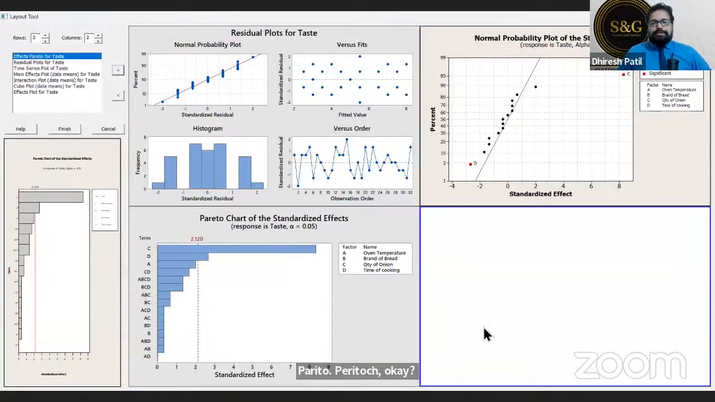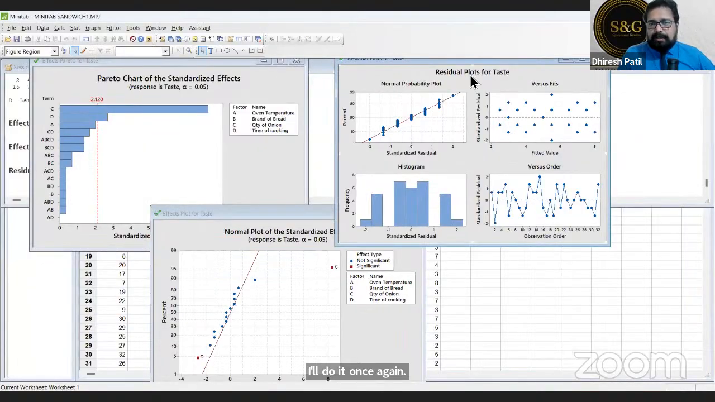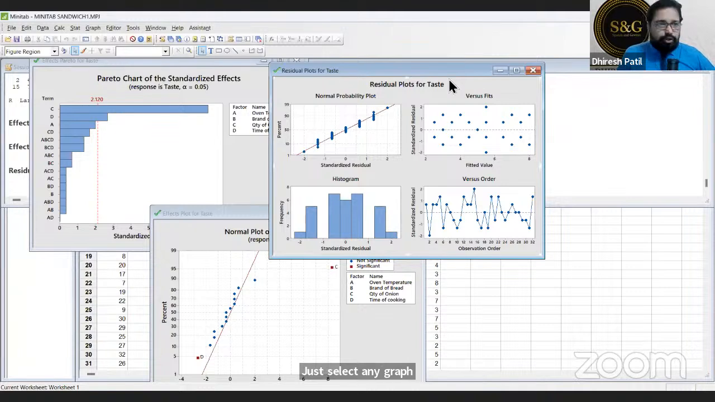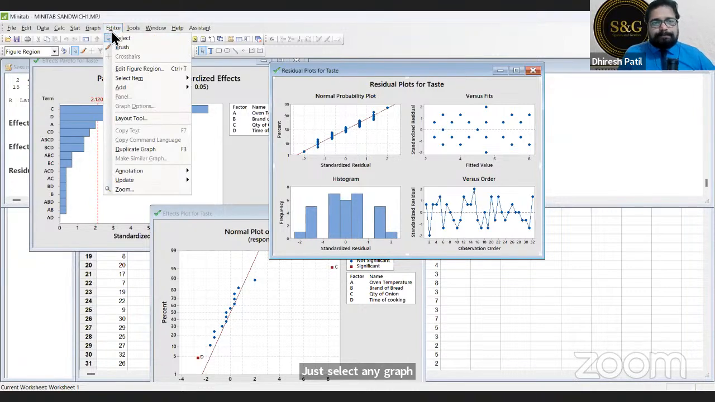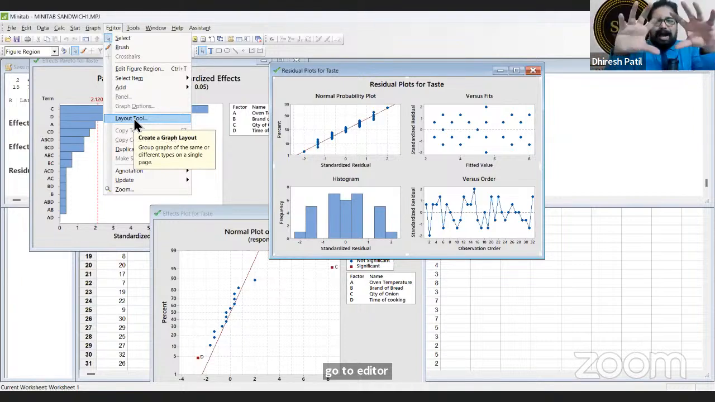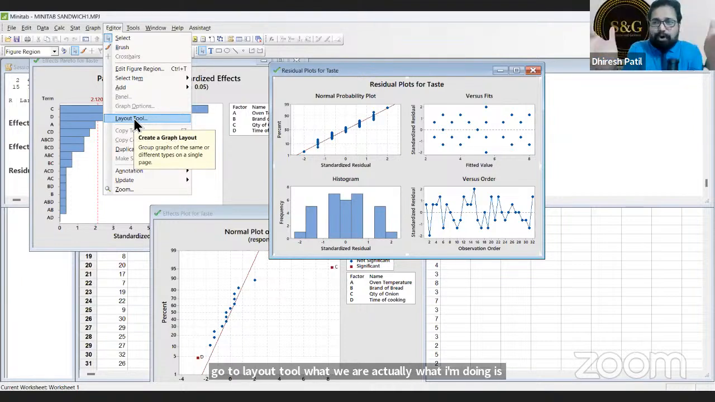And just expand this. Everybody could go for this. I'll do it once again. Just click on this. Just select any graph, whichever graph you want to select. Go to editor, go to layout tool. What I'm doing is I'm just showing all the graphs in one shot so that you can exactly check this. Okay. Now select this layout tool.